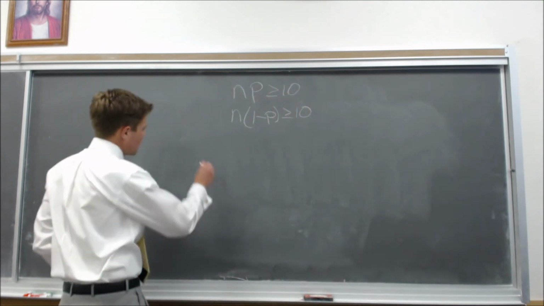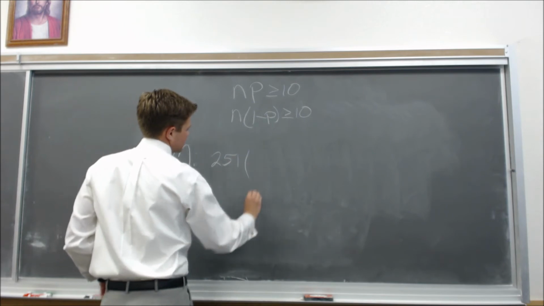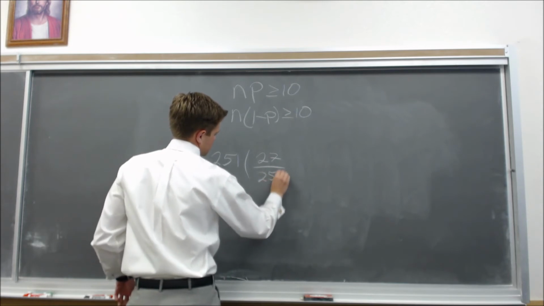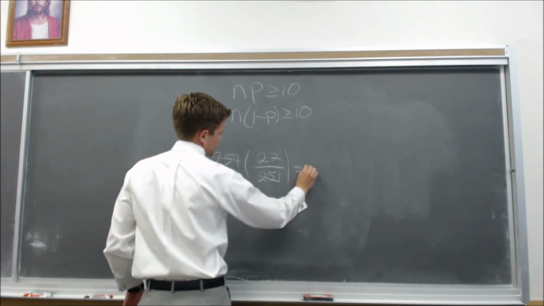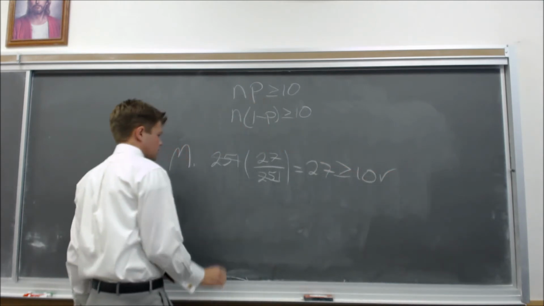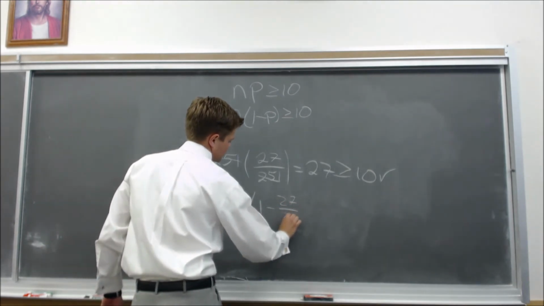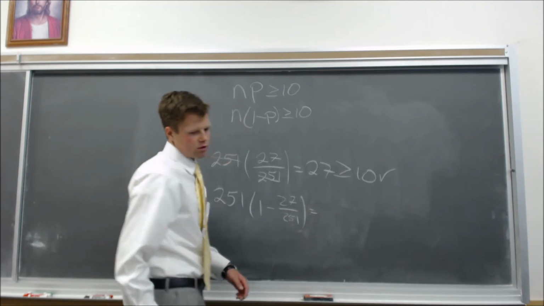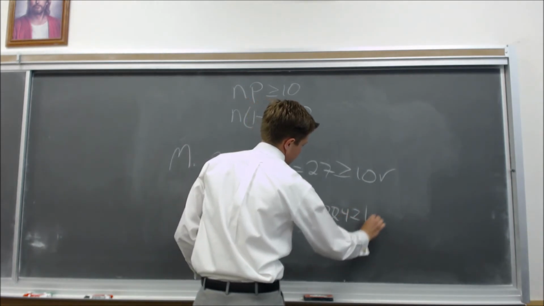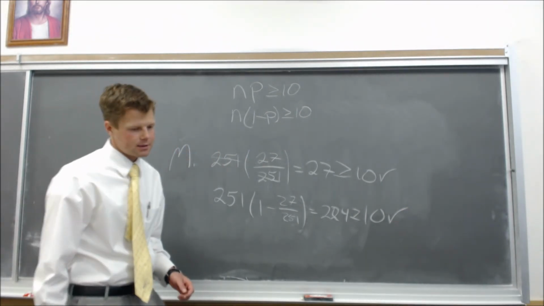Okay, so we have 251 men, it looks like. So n is 251, and then times 27 of the men were label checkers, divided by the total, 251. You can cancel those. And 27 is greater than or equal to 10. That's okay. Then we try it again. 1 minus 27 over 251 is equal to 224, which is again greater than or equal to 10. So we pass the requirements to do a hypothesis test.